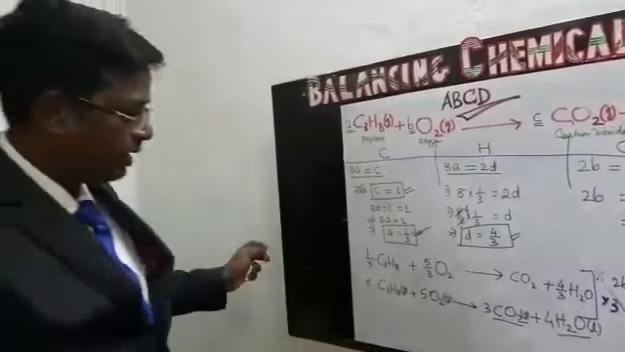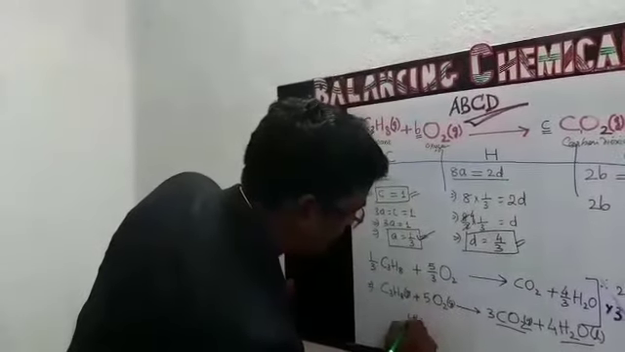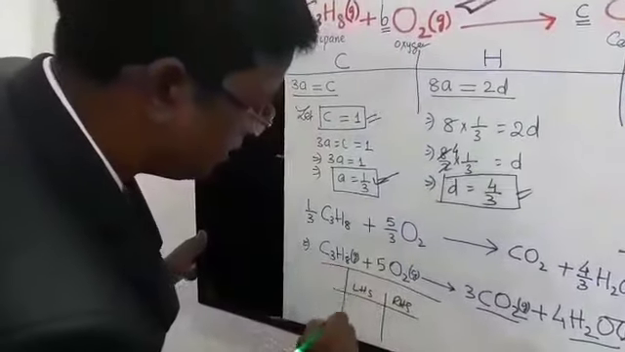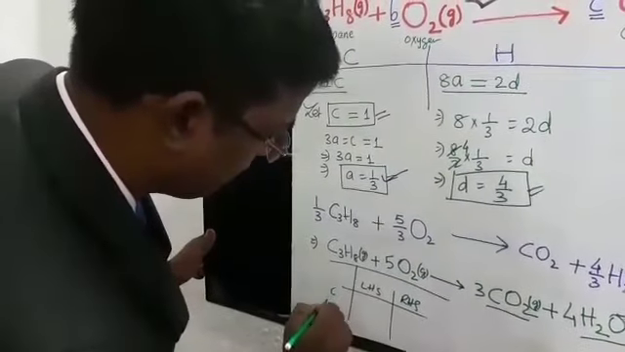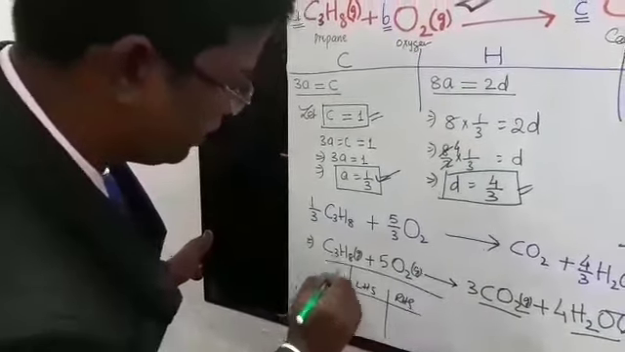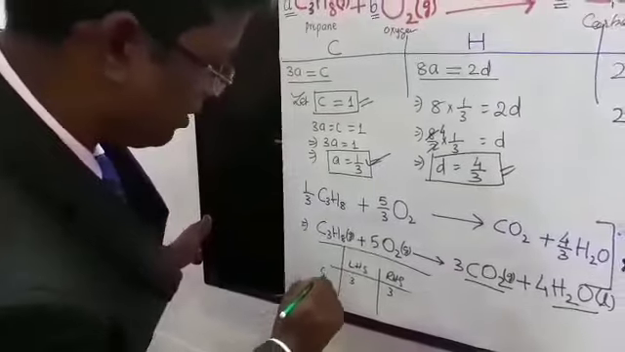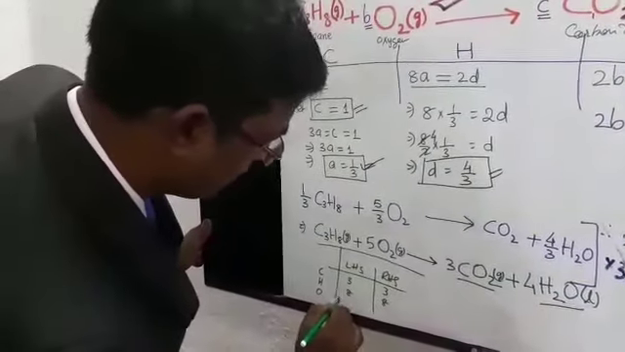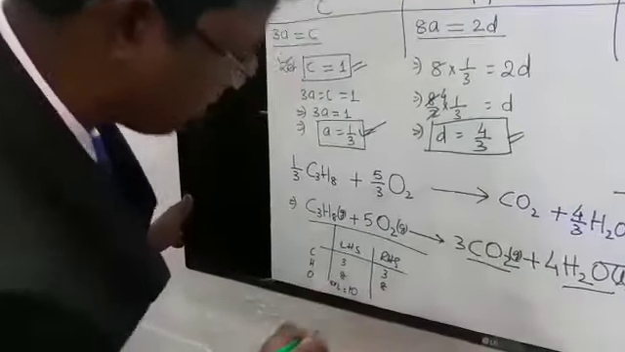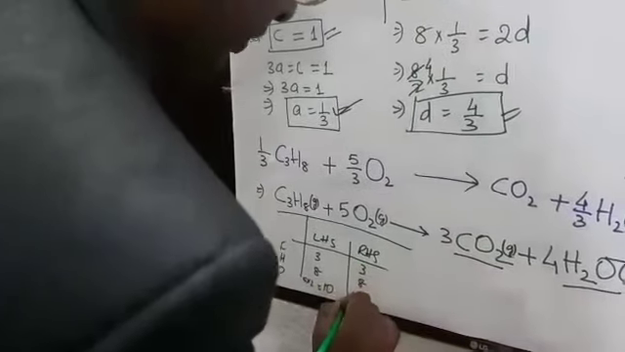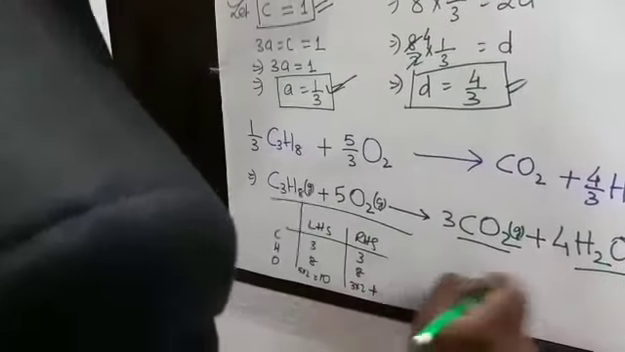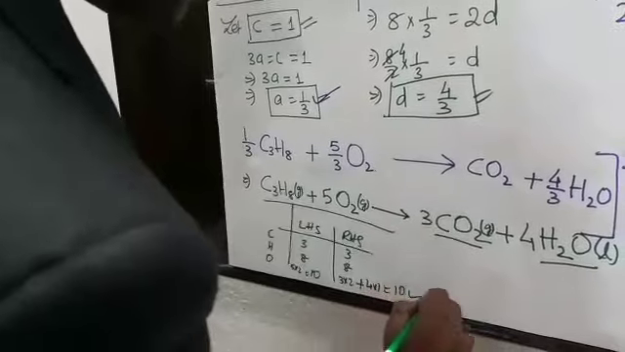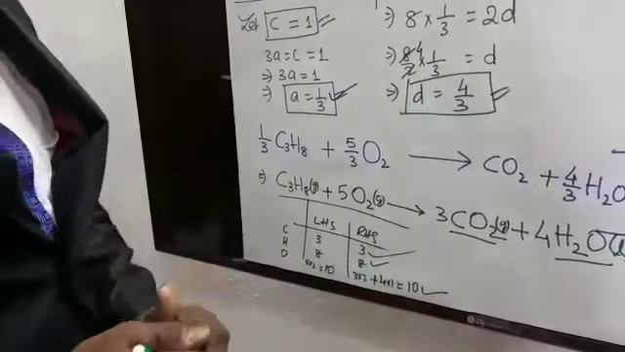So let's summarize here. LHS and RHS, cross check our work to perfection. It's C, H and O. C is 3 on both the sides. H is 8 on both the sides. 5 2s are 10. And here 3 2s are 6 plus 4 1s are equal to 10. So all the 3 things are balanced here.